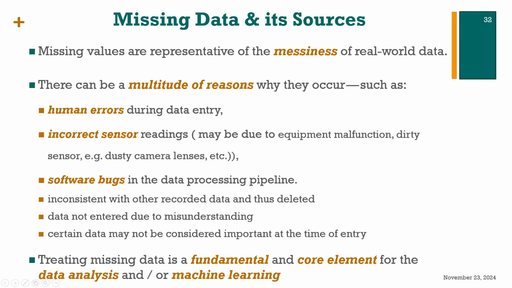We mentioned last time some of the sources of missing data. You can check out the first video on missing data for details on this. It could be human error, an incorrect sensor, or software bugs that are responsible for you not getting the correct information you are supposed to get about your data set. There are a lot of possibilities, a lot of things that could be responsible. We discussed all this last time.